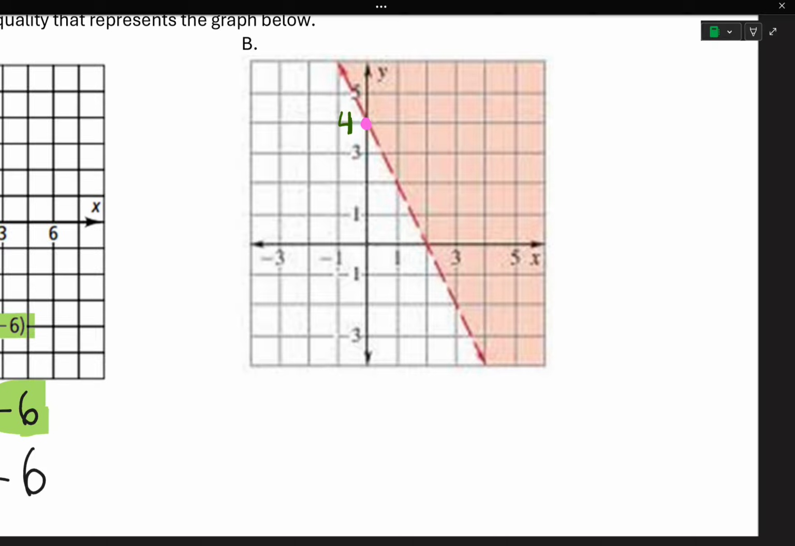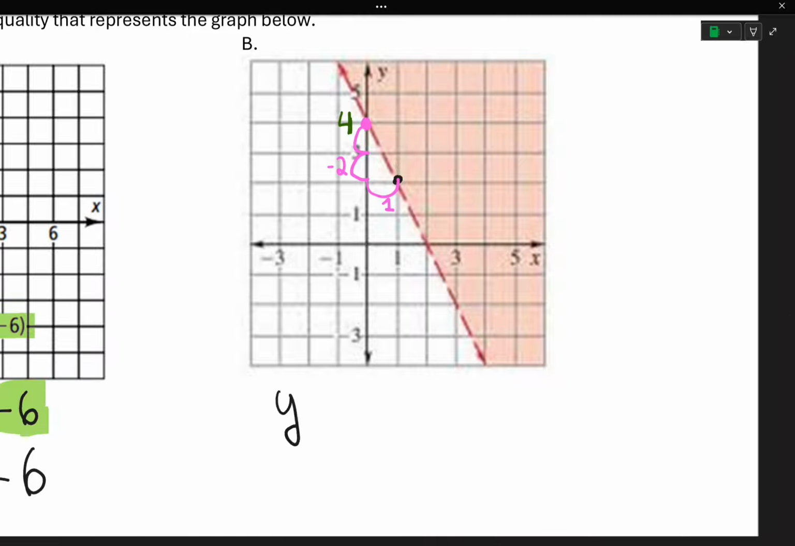And now let's count our slope. It looks like I'm going down again. I'm going down 1, 2. Where should I stop? Oh, there's a nice point right here. So I'm going down 2, to the right 1. So our slope is -2/1.